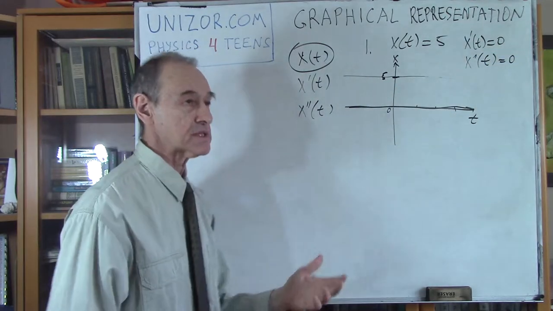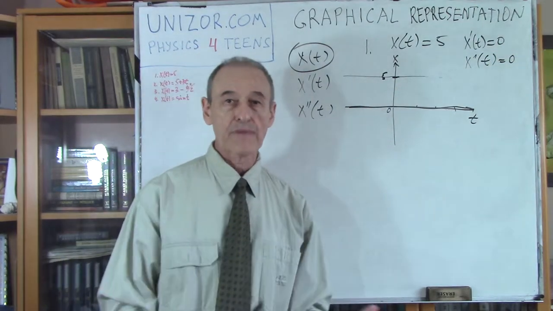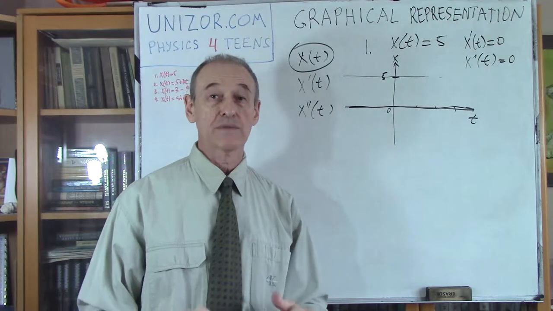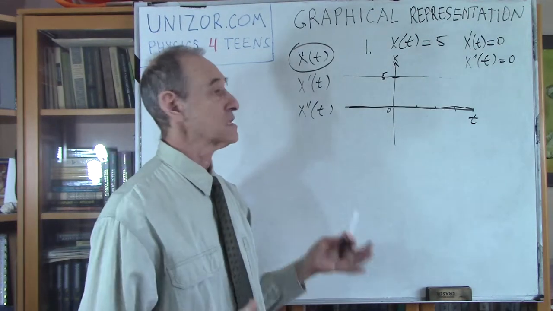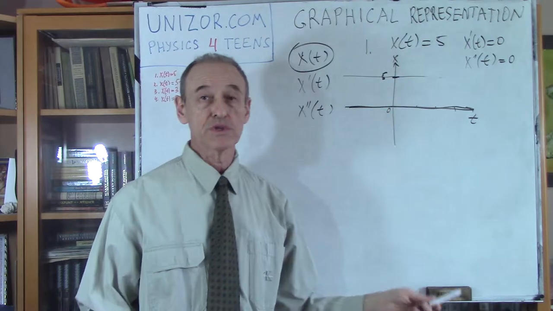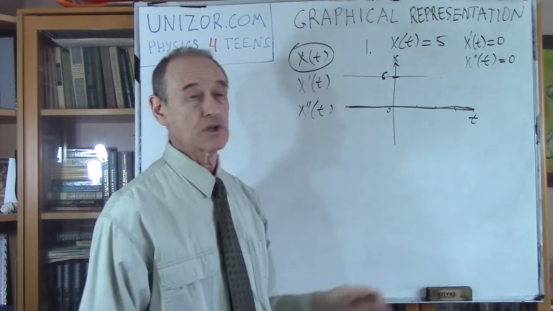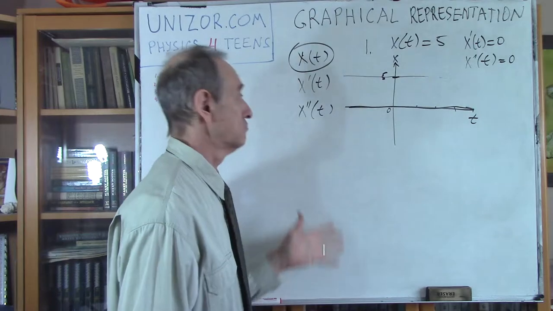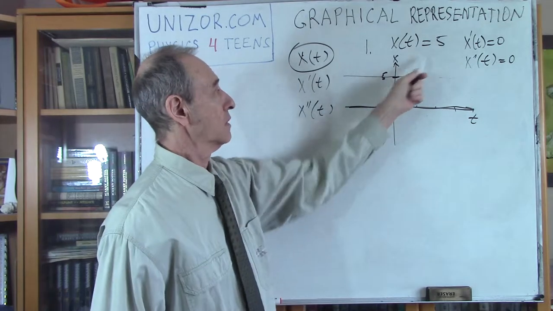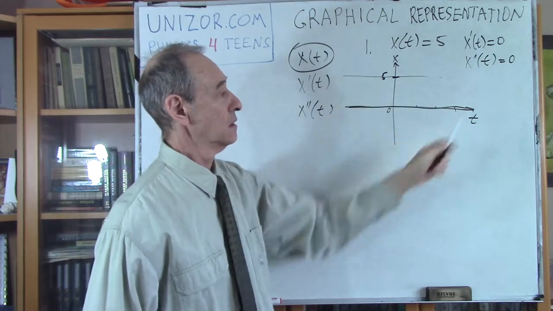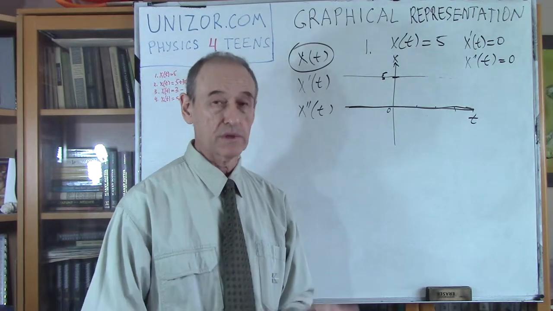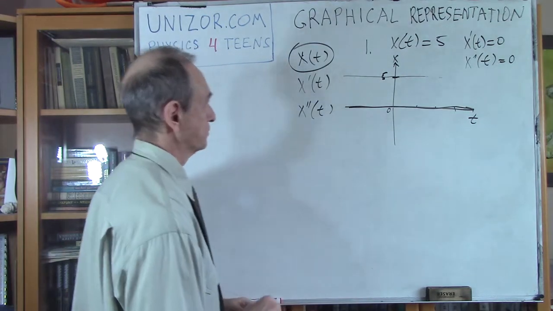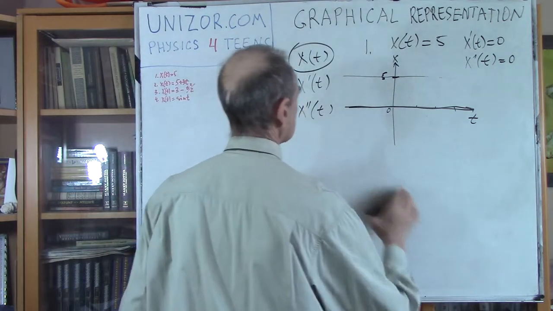This is the simplest kind of graphical representation of the simplest kind of motion. Motion which is basically standing still relative to this coordinate system. Nothing's changed, and since nothing's changed, basically we have a constant graph for position, for velocity, and for acceleration. Okay, next.